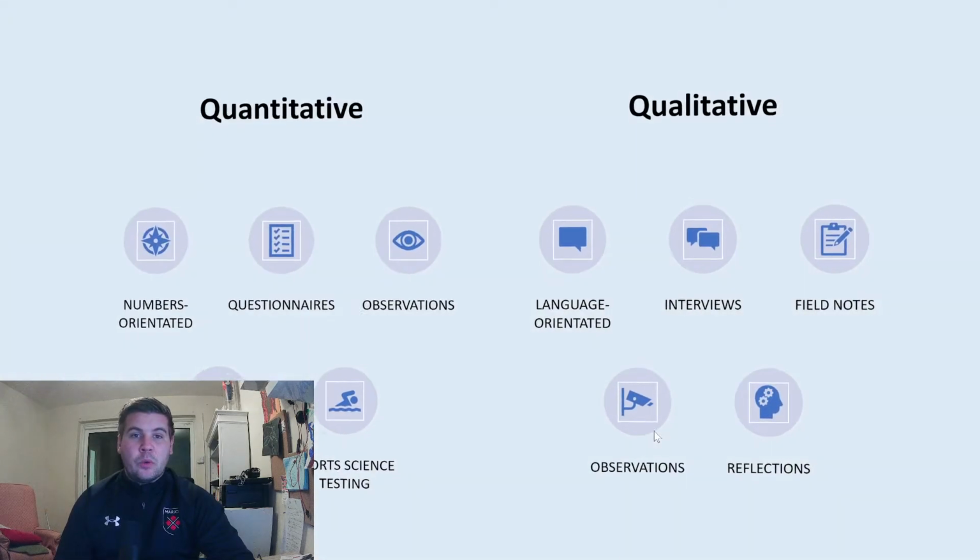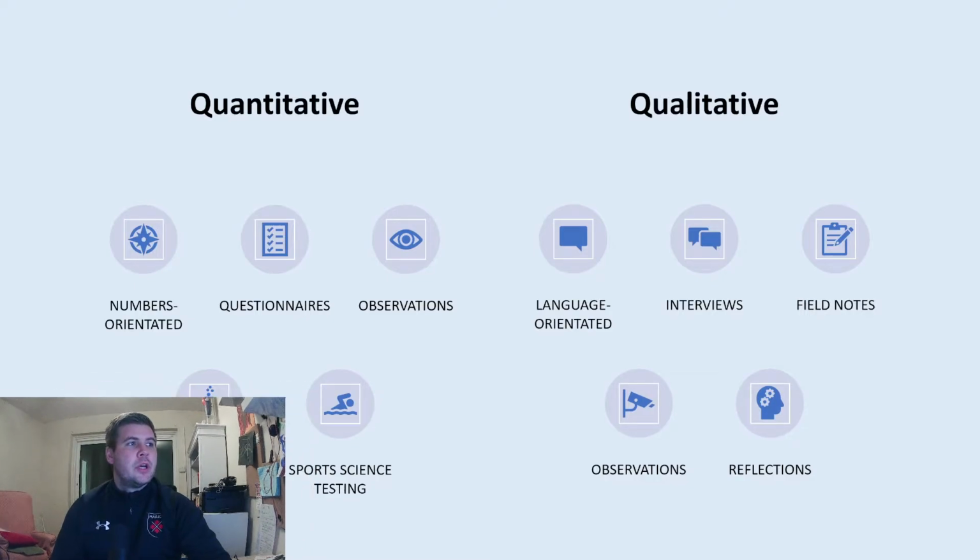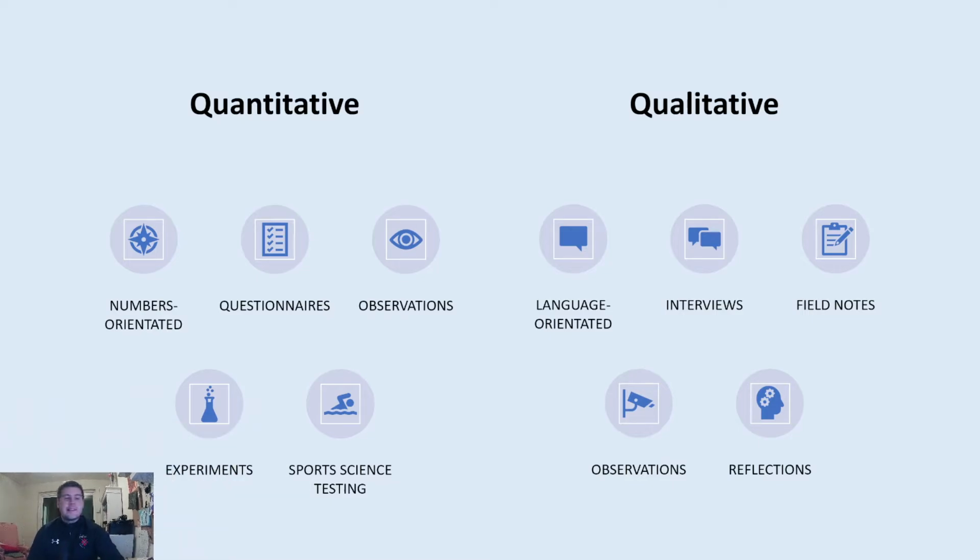As a starting point, when we think about research, we typically think about quantitative or qualitative. So if we look at quantitative first, that's a numbers-based or numbers-orientated way of conducting research. In terms of the methods, we typically think about questionnaires, observations, experiments, or maybe testing in the sports science lab. And that gives us numbers or numerical data.